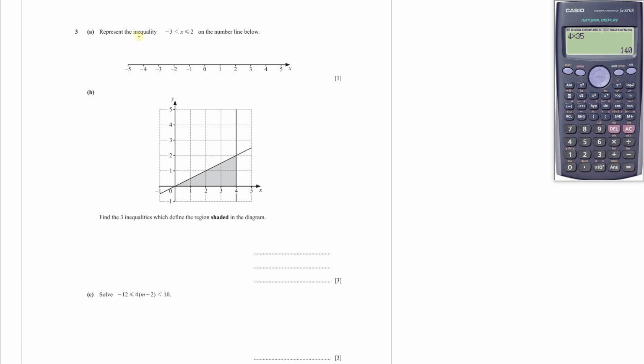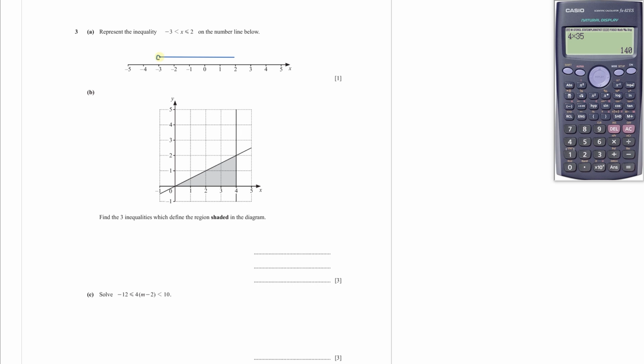Question number 3 is to represent the inequality minus 3 is less than x, less than or equal to 2 on the number line below. So I'll draw a line from this point, which is minus 3, let me start a little to the left here, up till this point, which is 2. So then you will draw circles here.